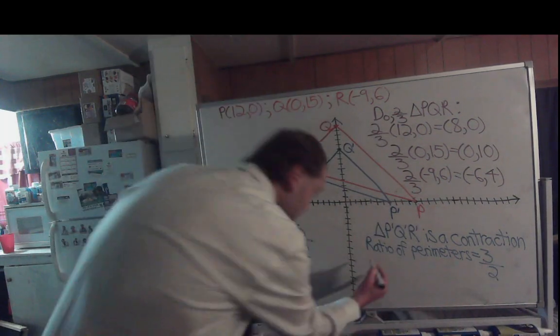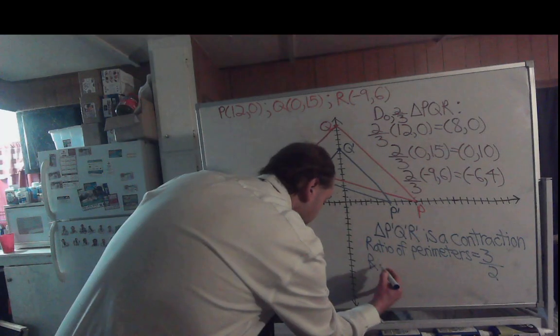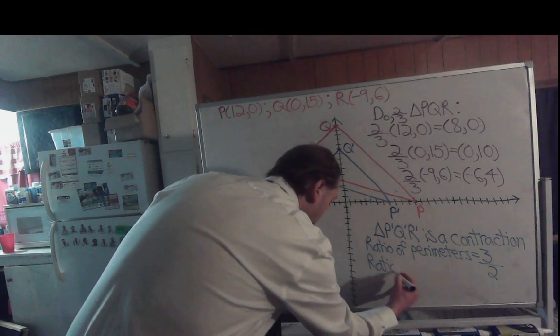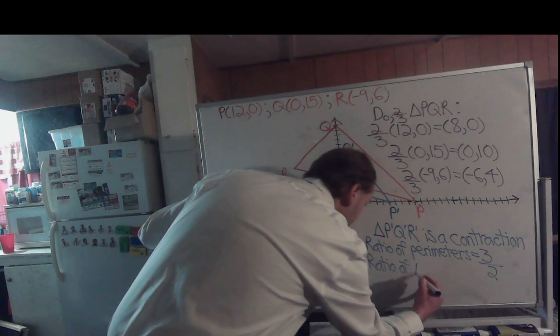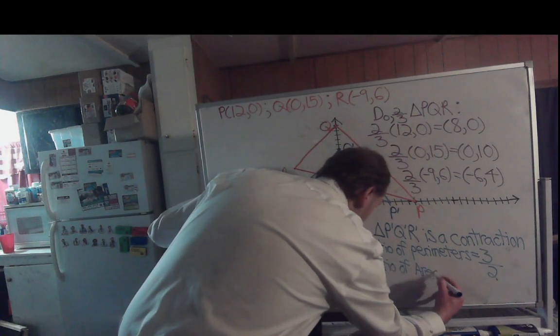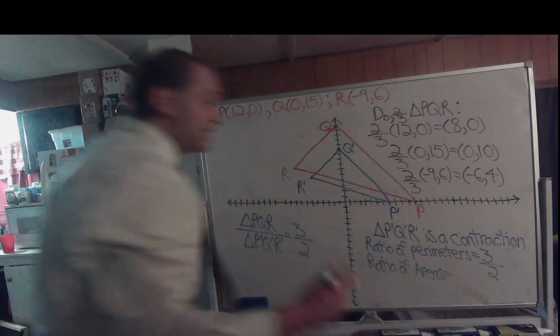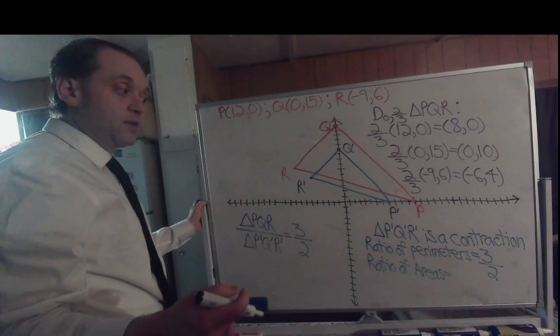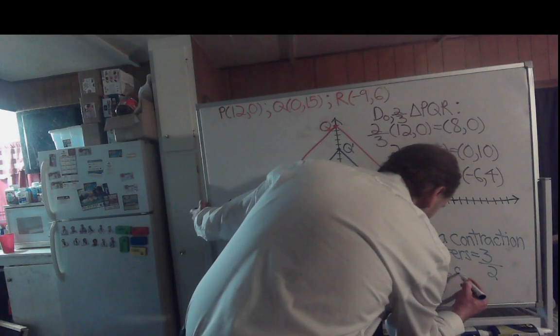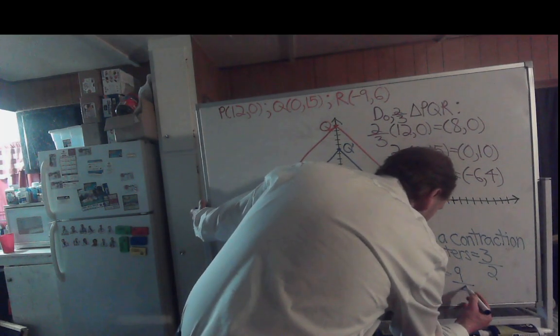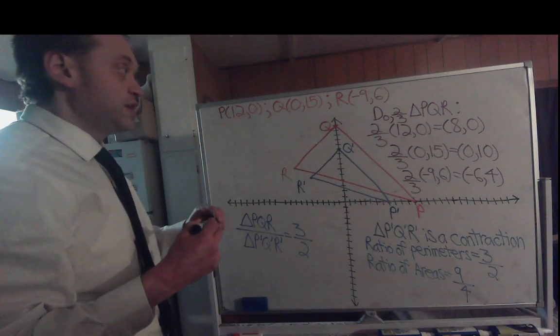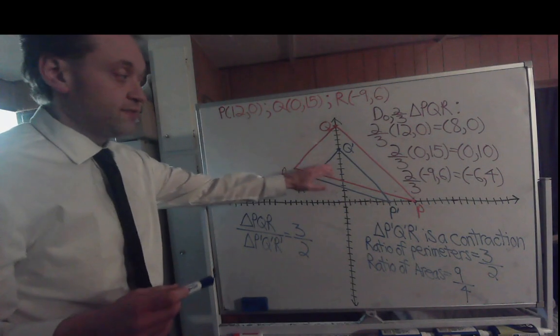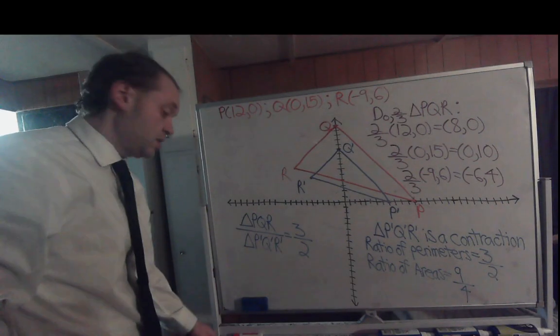Which means then the ratio of your areas, take that scale factor and set it to the second power. So take that 3/2, raise it to the second power. Well, you would end up getting 9 to 4. So the ratio of areas between your original triangle and the transformed one would be 9 to 4.